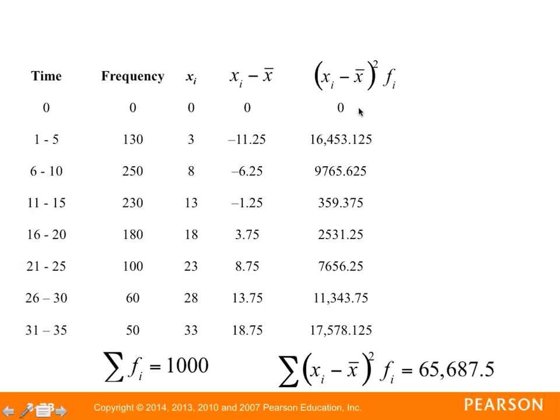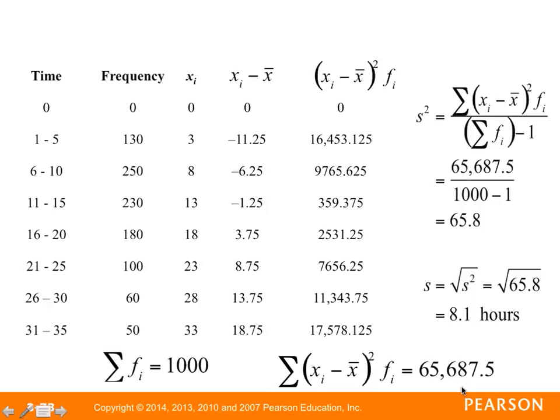And then we square it and multiply by the frequency. This whole column is just going to be 0 because we have no observations in it, so it does not really matter. Here we take our xi minus our x bar, which is our negative 11.25. We square that, and then we multiply by the 130, which is our frequency, and we get 16,453. We do this all the way down, and you add them all up, you get 65,687.5.